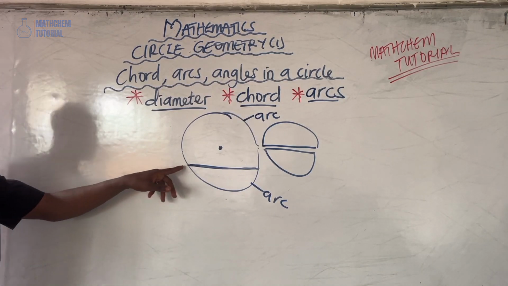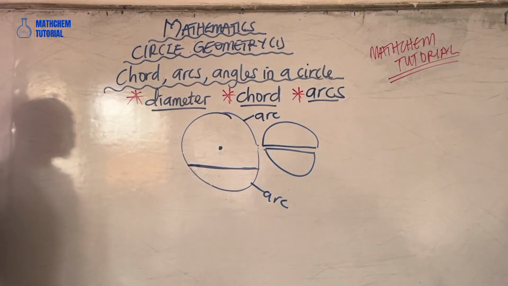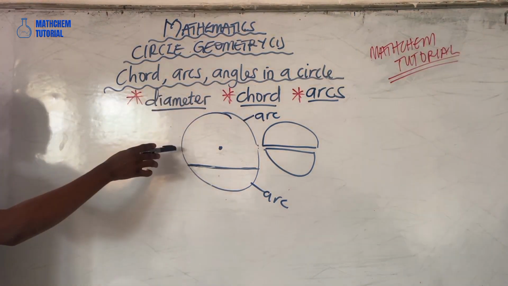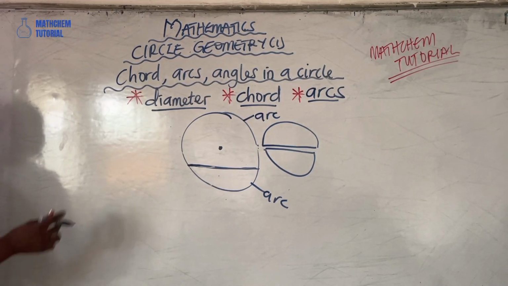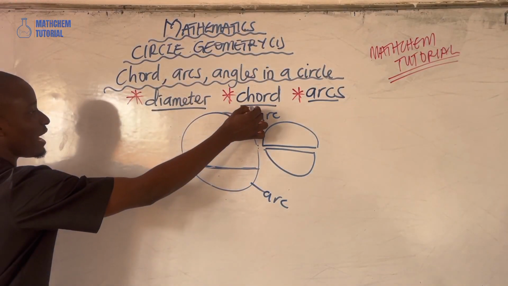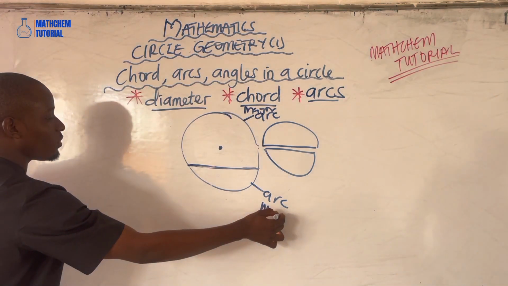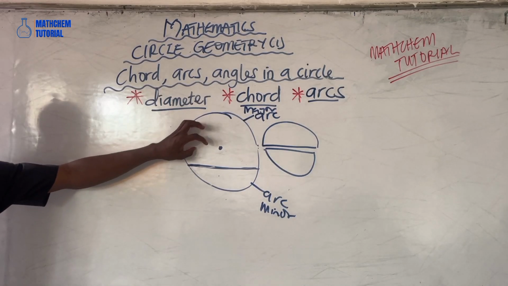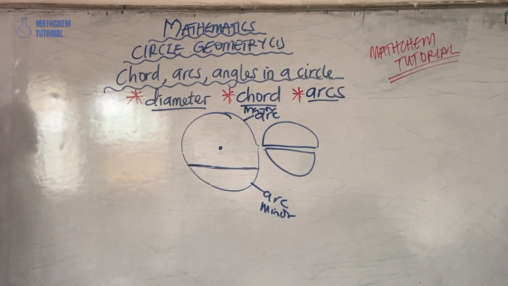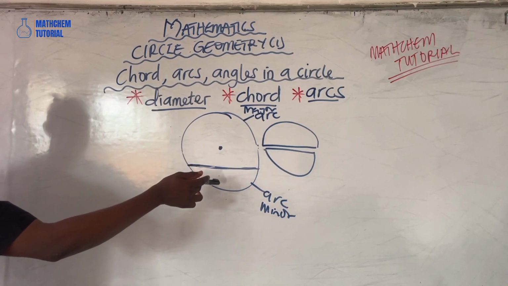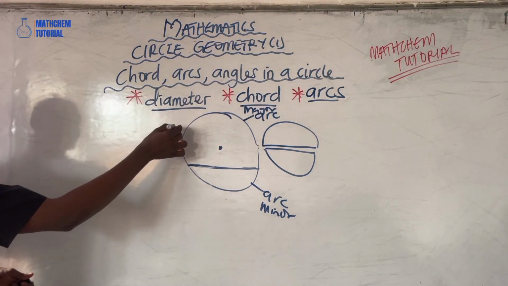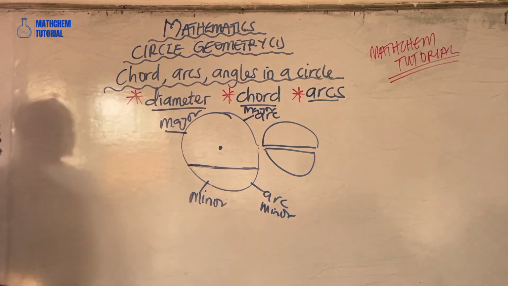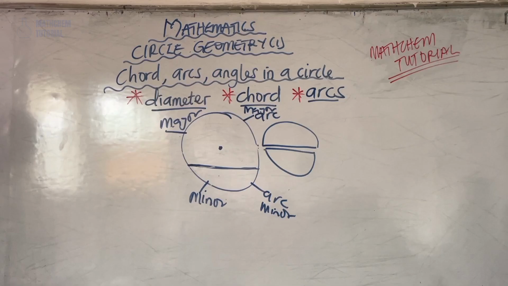So again, a chord is a line that cuts a circle into two, but not equal halves. And a chord does not pass through the center, unlike a diameter that passes through the center. So this circle is now divided into two, whereby we have the major arc and also the minor arc. So a chord divides a circle into the major arc and the minor arc. Despite calling these major arc and minor arc, we can as well call them segments. So this is a major segment, and this is a minor segment. So we have major segment and minor segment.